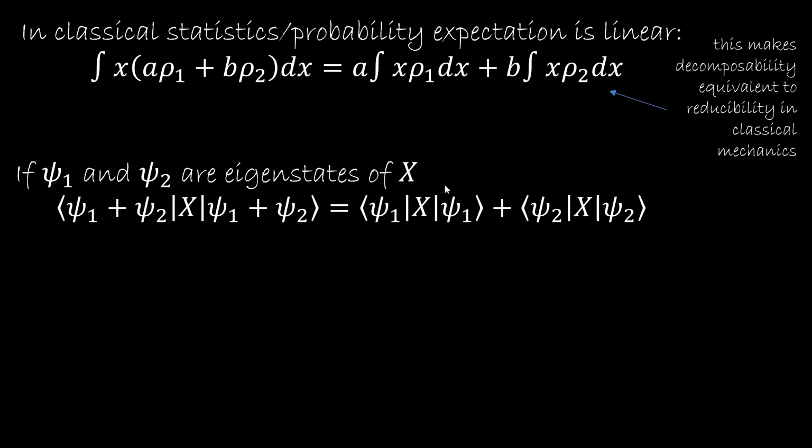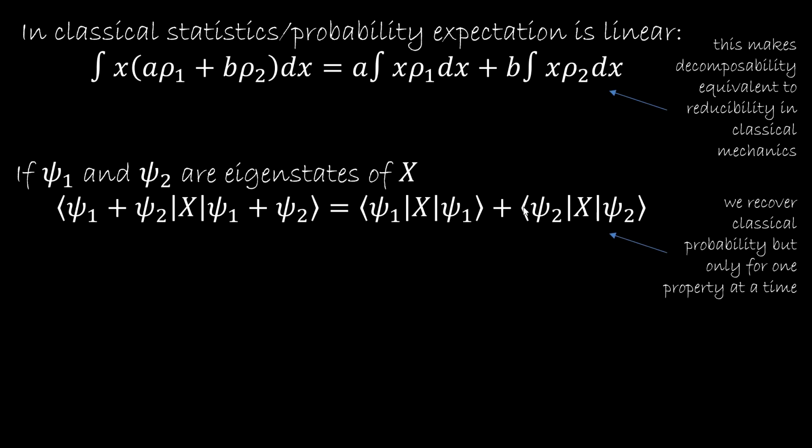We can sort of do something like that with eigenstates of an operator. In that case, the expectation of the sum is the sum of the expectations, and we recover, in a sense, classical probability. But this is a special case. We need to match the components with the operator. And we can only do it for one operator at a time. And the reason we can't do it for all is obvious.